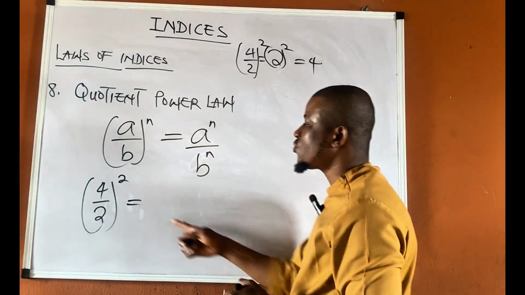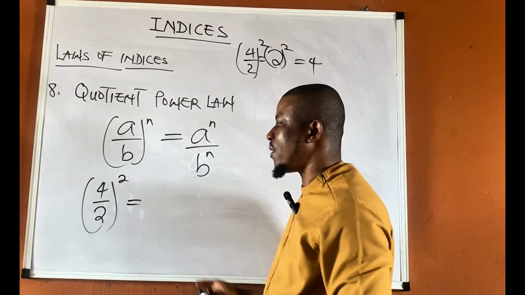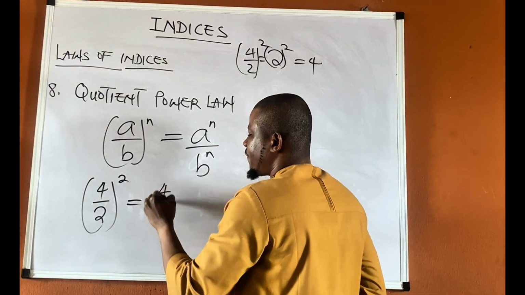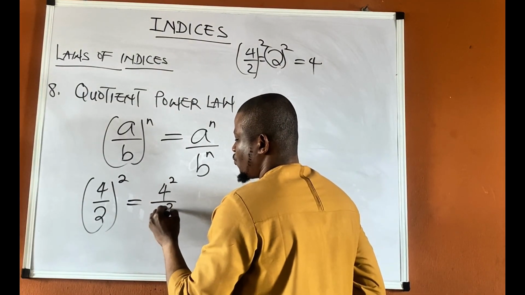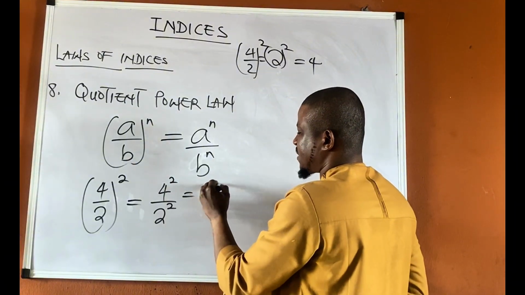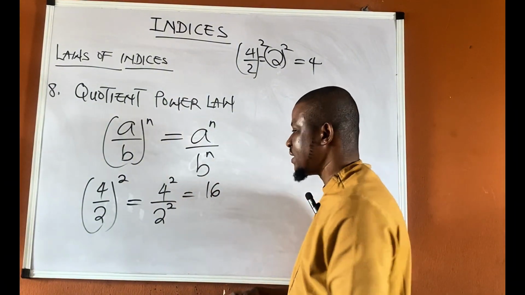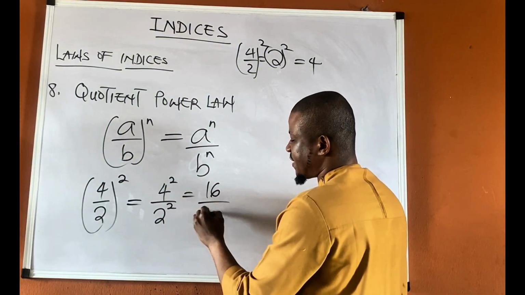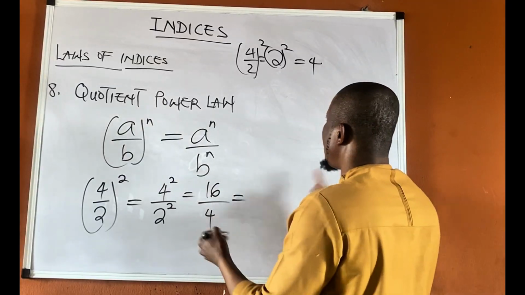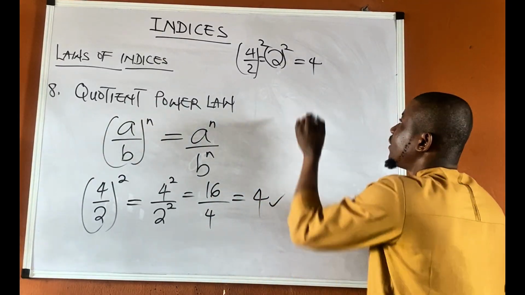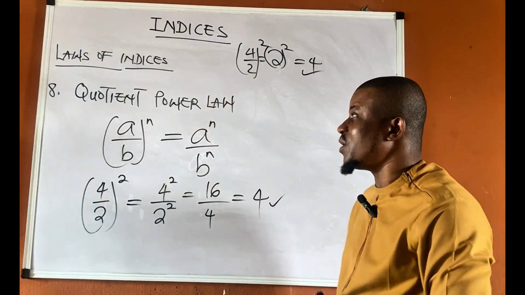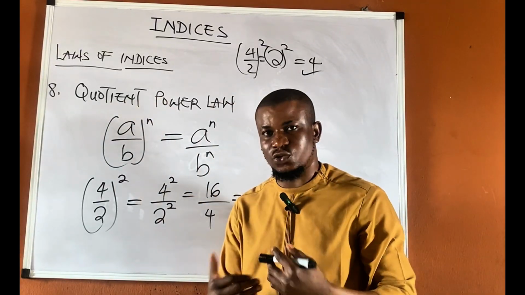All right. So we can also use this quotient power law to simplify. So this can be 4 to power 2 over 2 to power 2, which is 16, that is 4 times 4, over 2 times 2, which is 4. And 16 divided by 4 still gives you 4. And this holds. So it means the quotient power law is true.